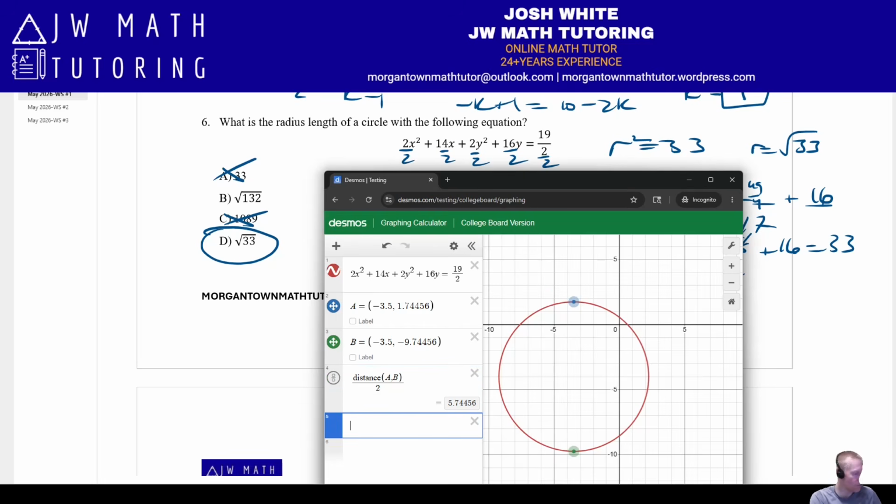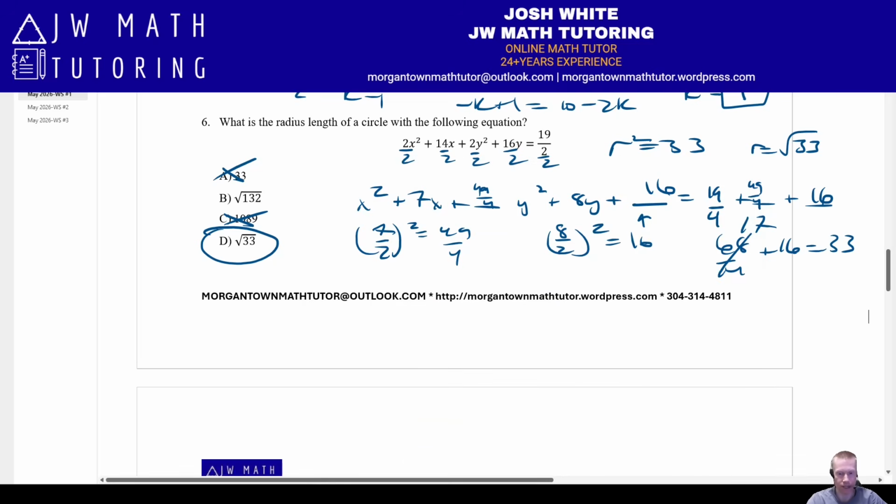Okay, so at this point you could just type them in and just see, okay, B versus D. Here's B, that doesn't match, therefore it has to be D, but let's just confirm, yeah, 5.74456. So this is how you could do the whole problem in Desmos.